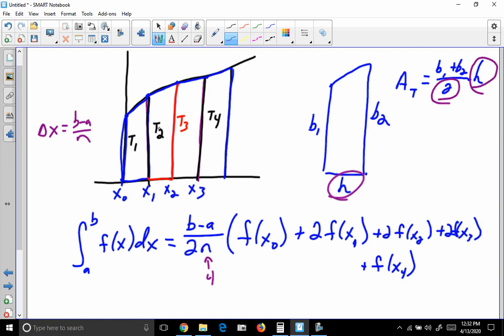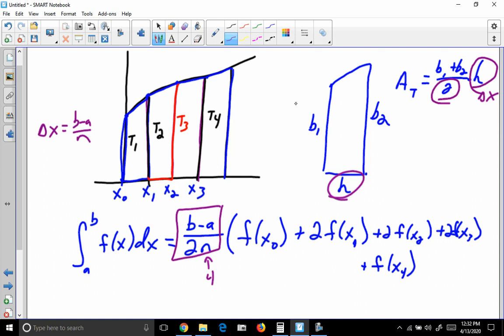If we were to add all of these together, they would have some common elements. If the delta x is the same for each of those, then the height would be the same. We would have a 2 for all of them, so we would factor out the delta x and the 2. That's what this is.